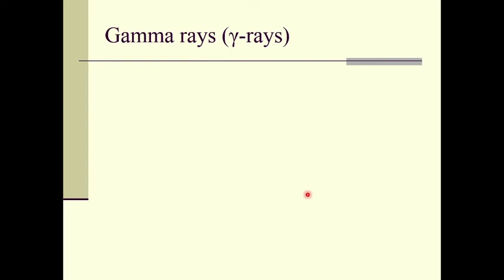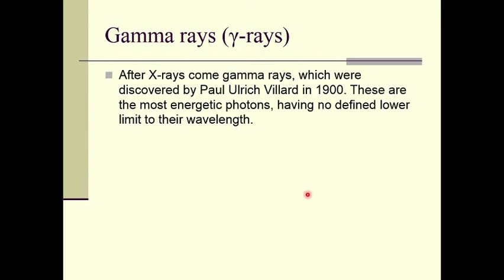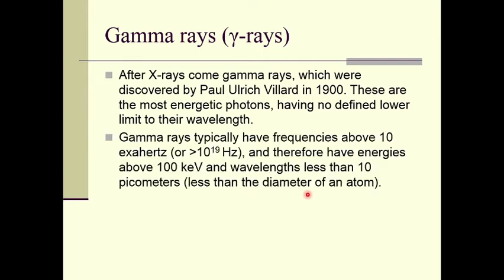After the X-rays, there come the gamma rays, which were discovered by Paul Ulrich Villard in 1900. These are the most energetic photons, having no defined lower limit to their wavelength. Gamma rays typically have frequencies above 10 exahertz, or 10^19 hertz, and therefore have energies above 100 kiloelectron volts and wavelengths less than 10 picometers, that means less than the diameter of an atom.